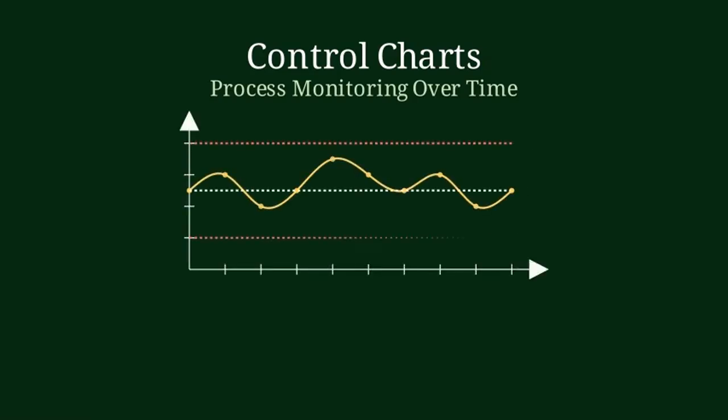In this video, we'll learn the different types of control charts, why we use them, and how to choose the right one. A control chart is a special graph that tracks a process over time. It helps us decide if the process is in control, meaning predictable, or out of control, meaning unpredictable.